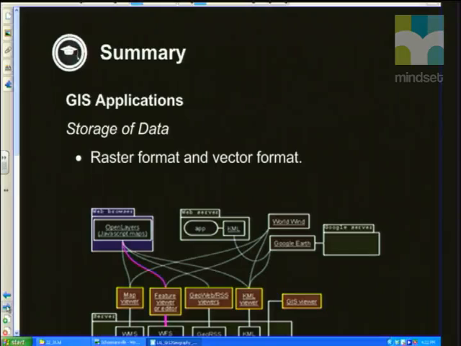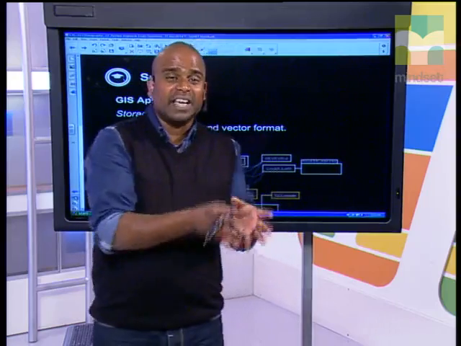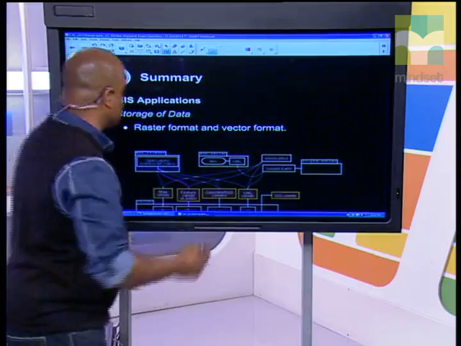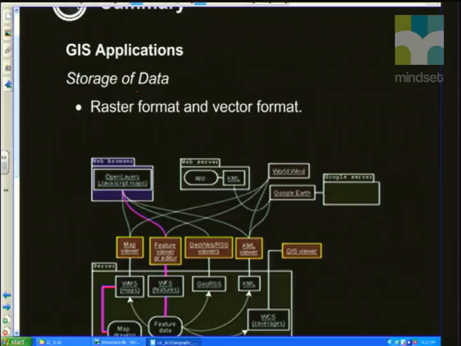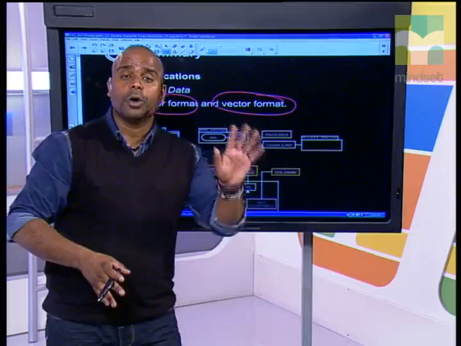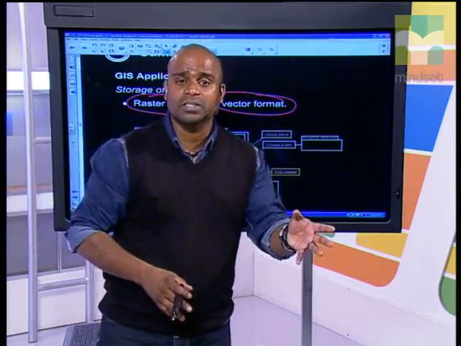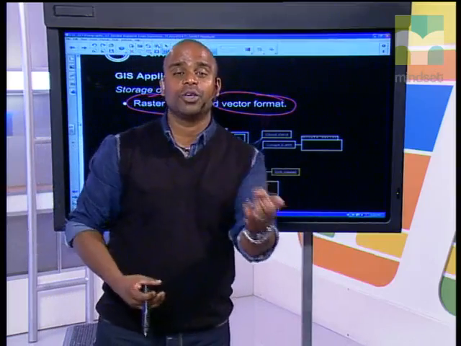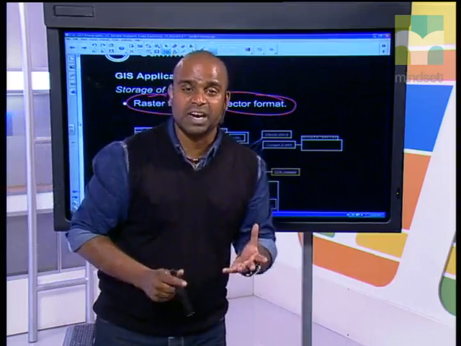So, once we've collected the data, now it has to be stored in the computer. The data that we collect is now being stored in the computer. These are stored in two formats, a raster format as well as a vector format. Now note, as we've alluded to earlier, your vector formats are your points, lines, and polygons. Your raster formats are your images, like photographs.